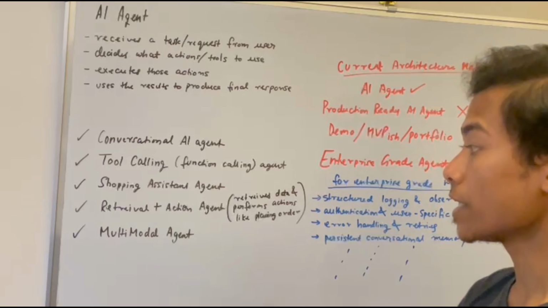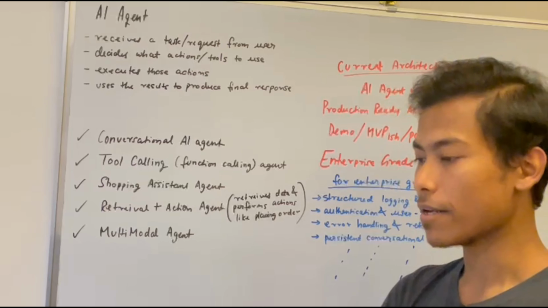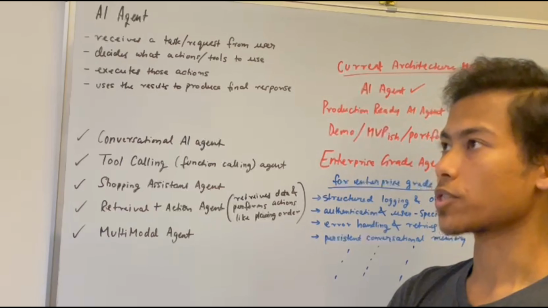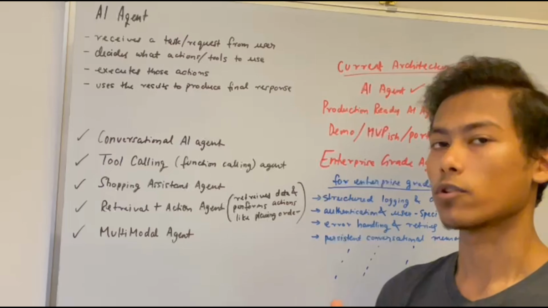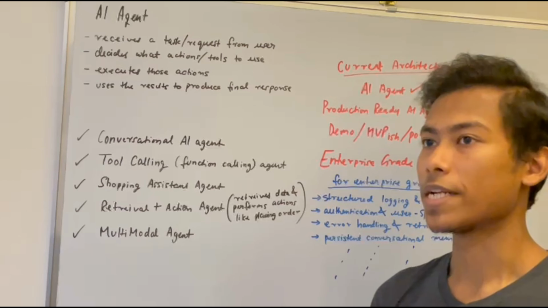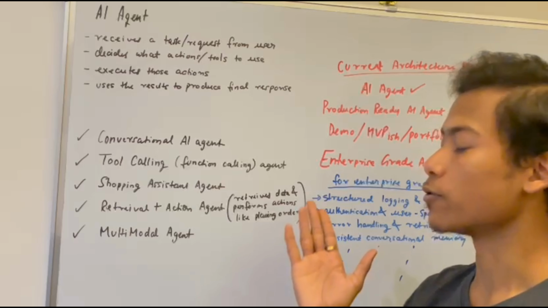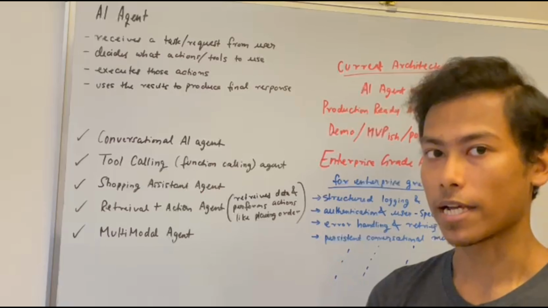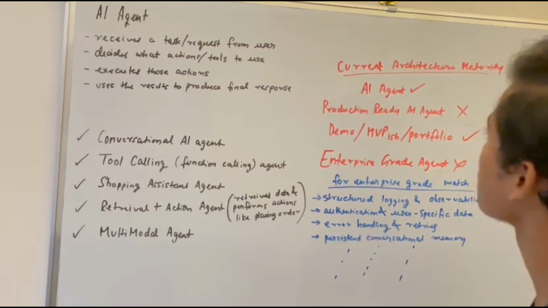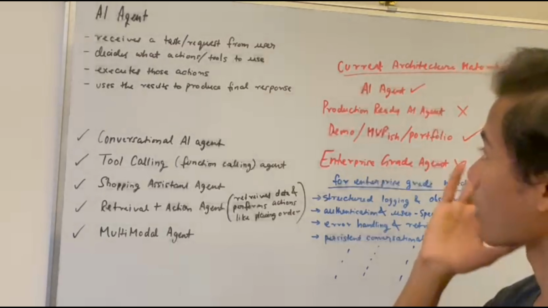It is also multimodal. By that, I mean I'm able to upload product images and it is able to extract the details out of those images. So it is not limited to chats. It has the capability to read and extract data from an image. That's why it is multimodal. So let's talk about my current architecture.